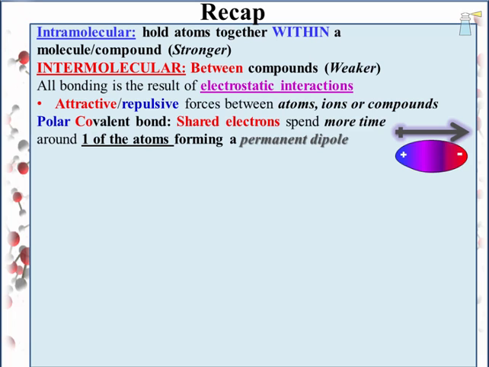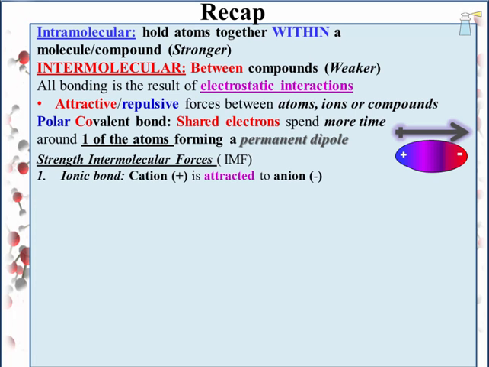Polar covalent bonds have their shared electrons spend more time around one of the atoms, forming a permanent dipole. Dipoles are often represented as an oval or an ellipse and given a color scheme to show the charge distribution. Ranking intermolecular bonds, or forces, was done by strength. Strength is related to the size of the charge, be it permanent or induced. Our ranking has the ionic bond as the strongest.